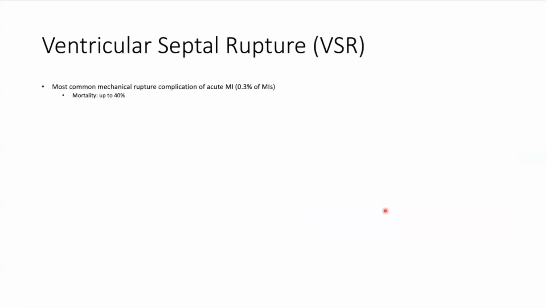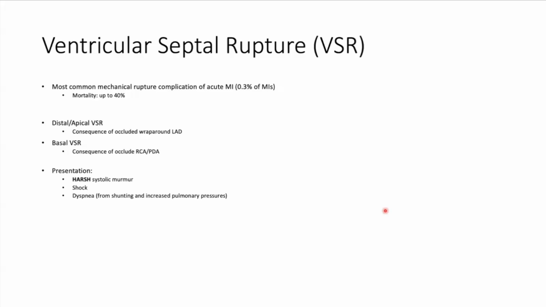Okay, moving on to ventricular septal ruptures. This is the most common rupture complication of acute MIs. The mortality is very high. There are different kinds that you can have. There are distal apical ventricular septal ruptures that are a consequence of wraparound LADs. Or you can have basal ventricular septal ruptures that are more a consequence of occluded RCA and PDA.